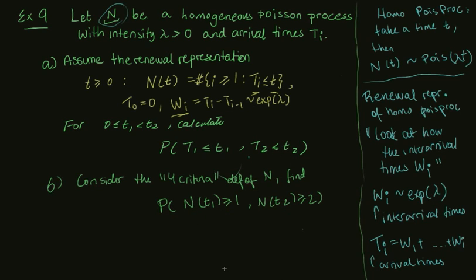Yes? So basically, exercise 9 is just for us to really understand and grasp that the renewal representation of a homogeneous Poisson process defines exactly the same thing as the original definition of a homogeneous Poisson process.